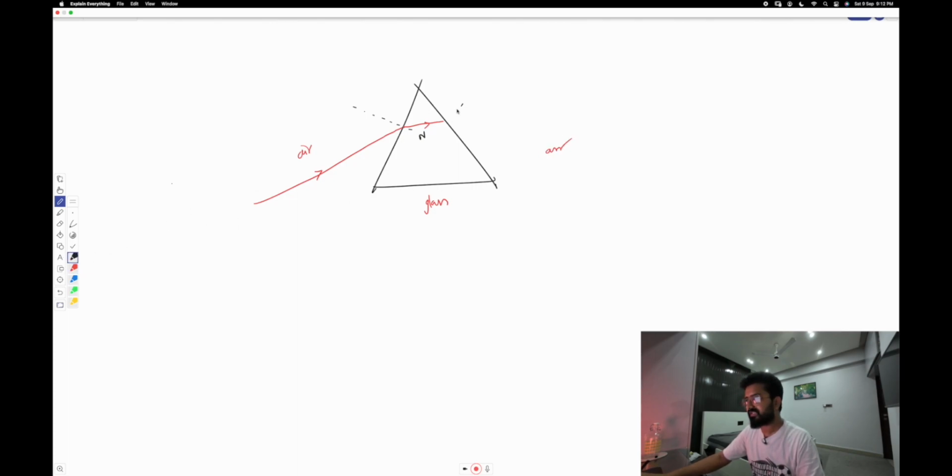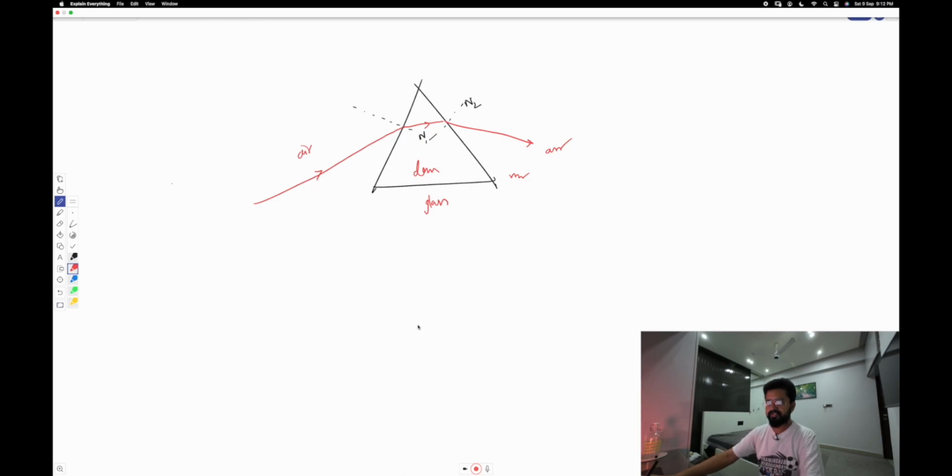A normal is a line that is perpendicular to the surface, and this ray is now going to bend away from the normal since it is traveling from a denser medium to a rarer medium, right? Simple. We have already learned about refraction, and this is the concept of refraction. Refraction is nothing but a phenomenon by which a ray bends either towards the normal or away from the normal when it travels from one medium to another medium.